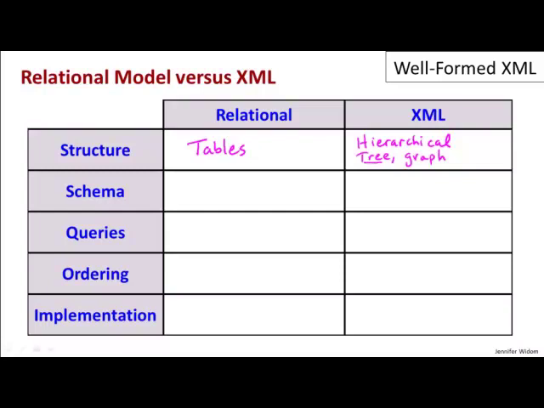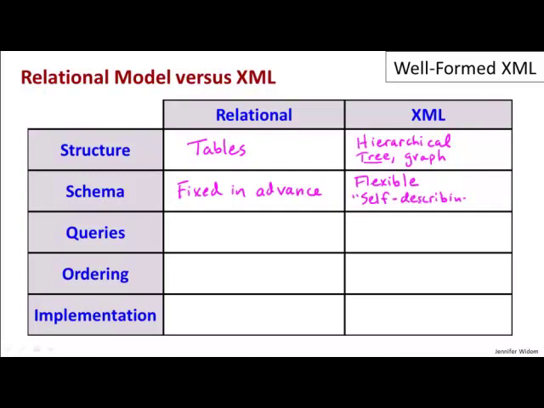Next, let's talk about schemas. In the relational model, the schema is very important. You fix your schema in advance when you design your database, and then you add the data to conform to the schema. Now in XML you have a lot more flexibility. So the schema is flexible. In fact, a lot of people refer to XML as self-describing.